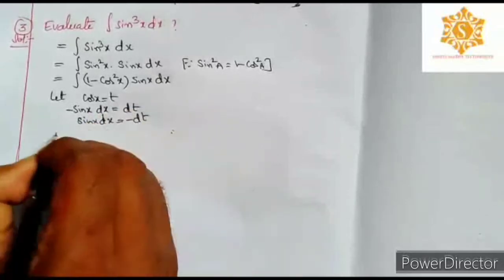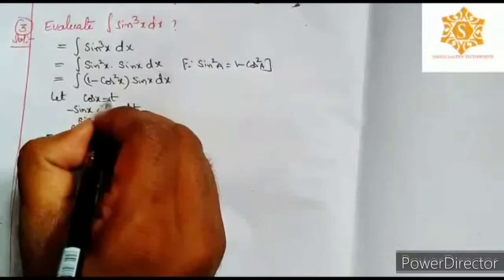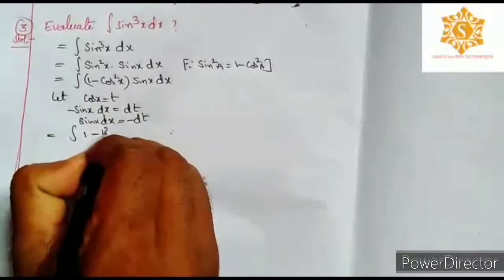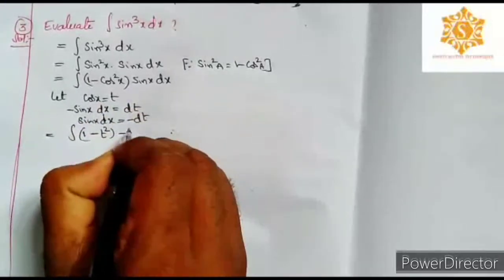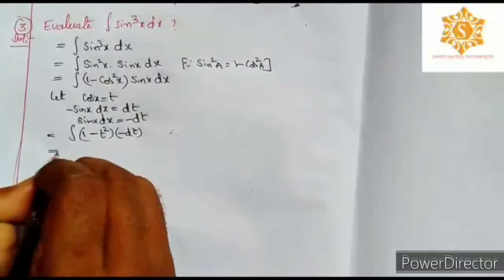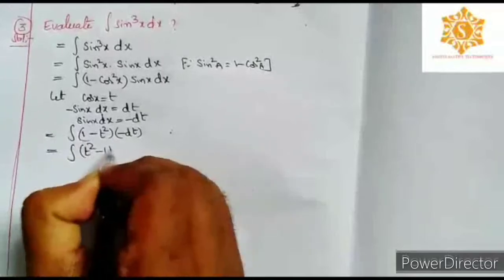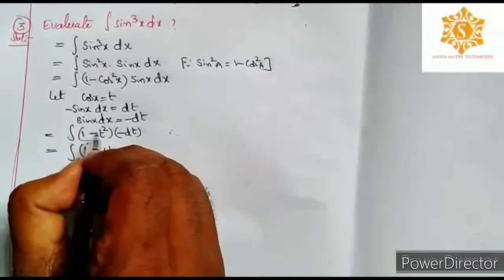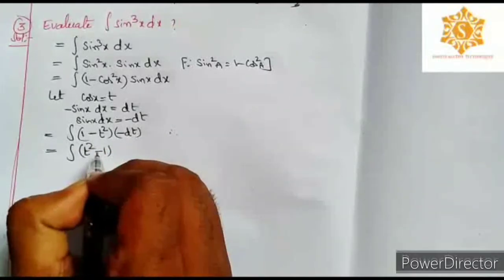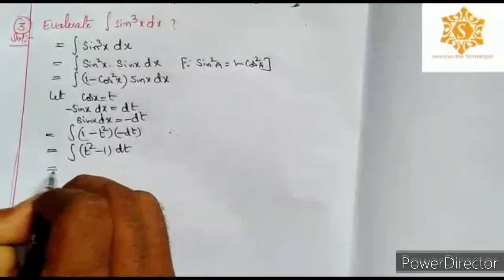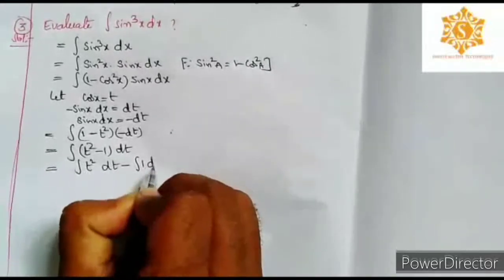Substitute these values in above, we get integration of 1 minus cos square x. Here cos x value is t, so you can write t square. So 1 minus t square into sin x dx value is minus dt. So multiply with minus, here we get t square minus 1. Just interchange the signs. So minus t square will be changed as plus t square, plus 1 will be changed as minus 1 into dt. Then separate the integration, we get integration of t square dt minus integration of 1 dt.